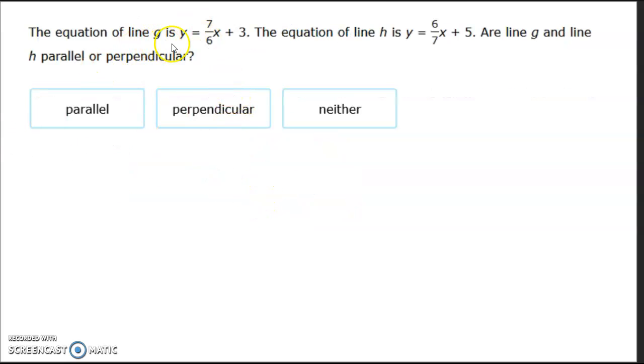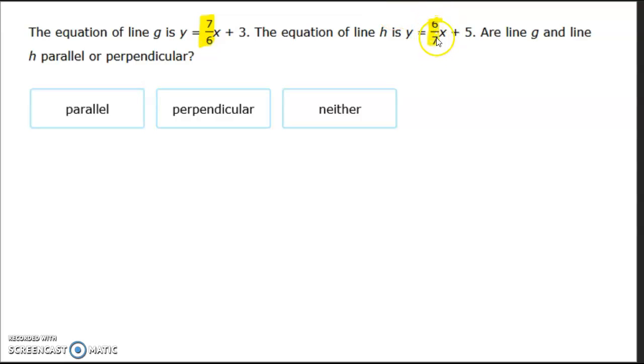The equation of line G is y equals 7 over 6x plus 3. The equation of line H is y equals 6 over 7x plus 5. Are line G and line H parallel or perpendicular, or neither? So the first thing, let's go ahead and just highlight what's important here: the slopes, the only thing I really care about in either of these equations.